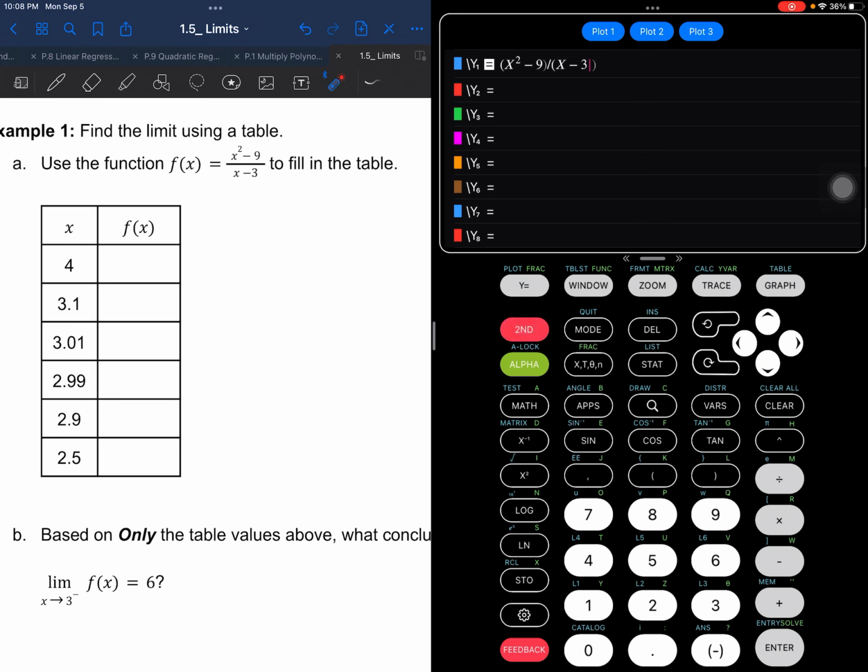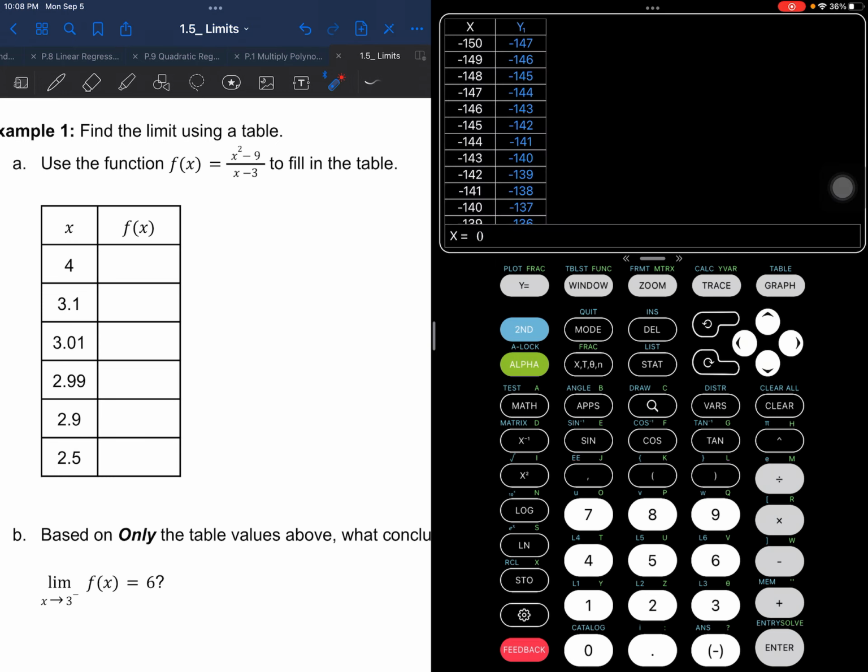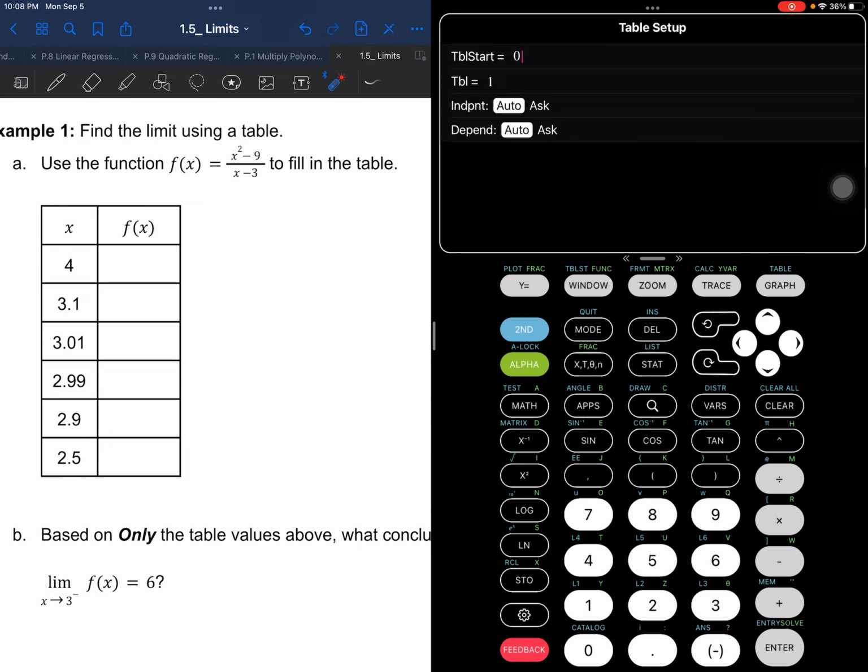So second again, and then table, also graph table, and this is already generating some answers, if you notice, and that is because it's already giving us all these values for x, right? The calculator already generated those numbers for x, but we want to input those numbers. So we're going to change the settings for the table. Right where it says window on the top menu, we're going to go second, and then table set, right?